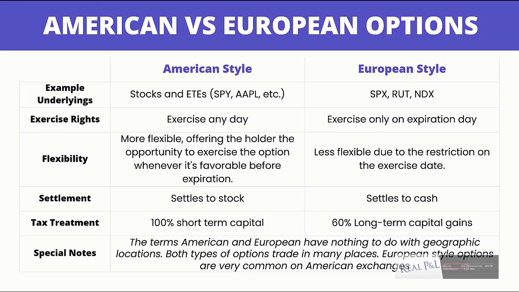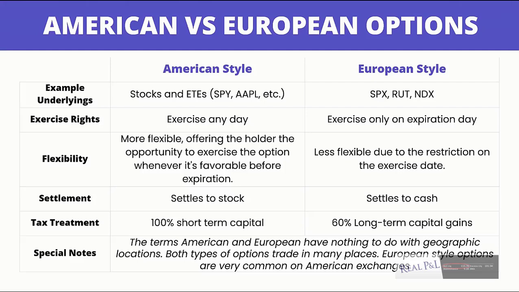The flexibility: American style is way more flexible, offering the holder the opportunity to exercise the option whenever it's favorable before expiration. The European style is much less flexible due to the restrictions on when you can exercise, the exercise date. The settlement for American style, it settles to the stock. In European style, it settles to cash. The tax treatment, American style, 100% short-term capital gains, which is not as favorable. European style, 60% long-term and 40% short-term capital gains.